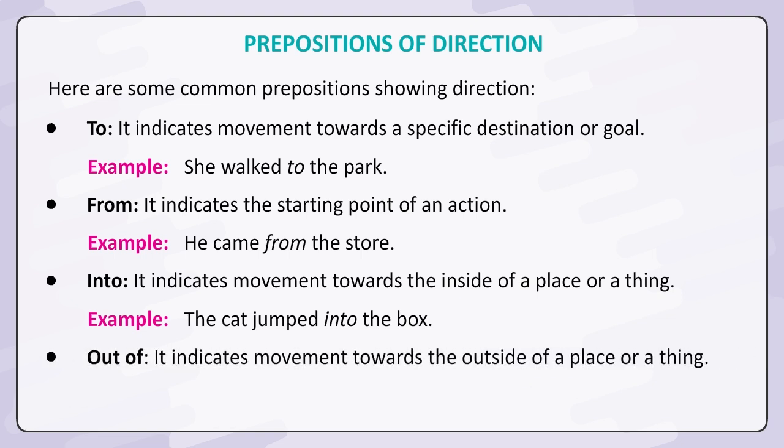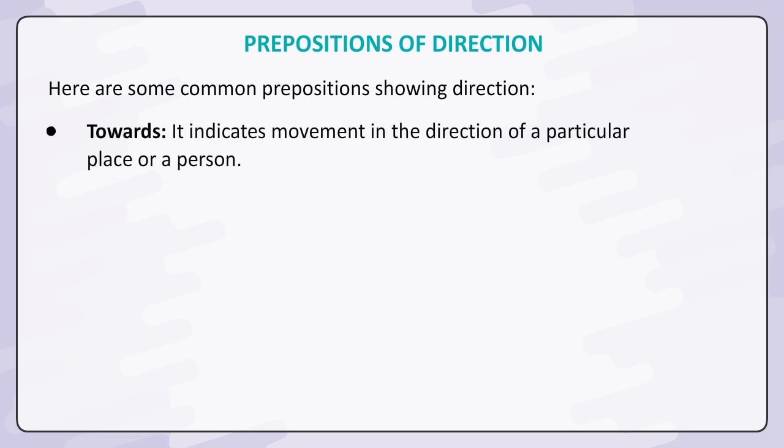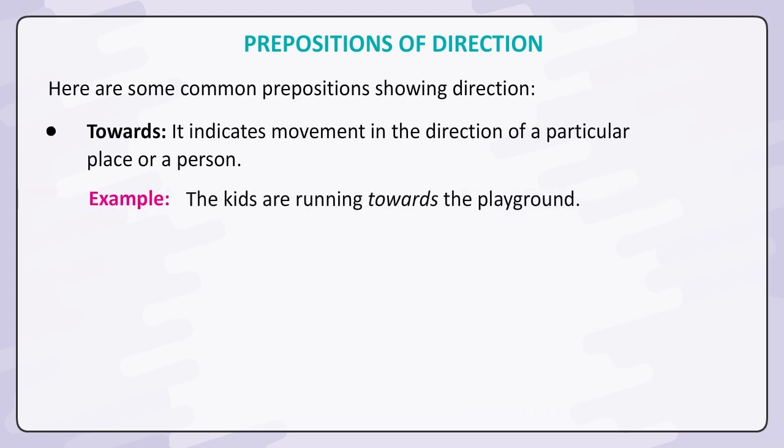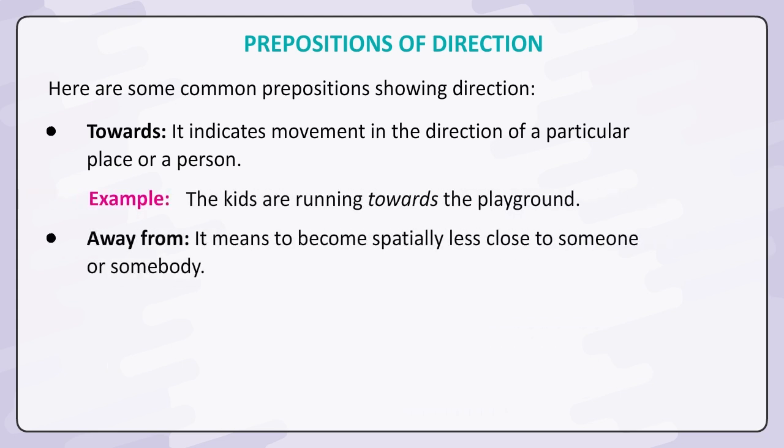Out of. It indicates movement towards the outside of a place or a thing. Example: the bird flew out of the cage. Towards. It indicates movement in the direction of a particular place or a person. Example: the kids are running towards the playground. Away from. It means to become spatially less close to someone or somebody. Example: the dog ran away from the loud noise.